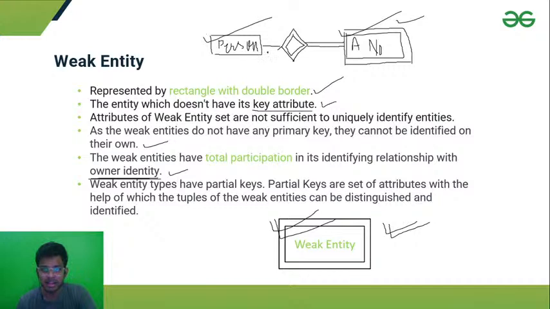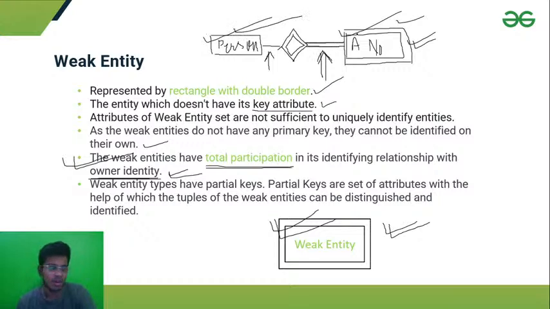And here we can see we use a single line, but here we use a double line, because the weak entity set has total participation, as it is written here. This is a very important line to note: the weak entity has total participation in its identifying relationship with the owner entity. The total participation is represented by double lines. What does it mean? It means that every Aadhaar number, or every entry in the Aadhaar number, is associated with at least one person, right?